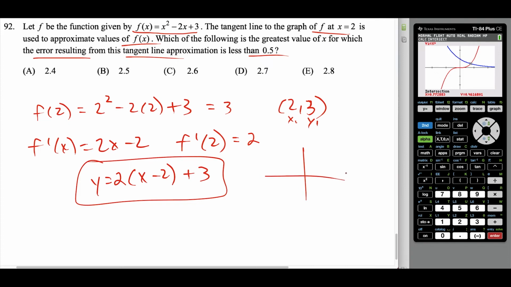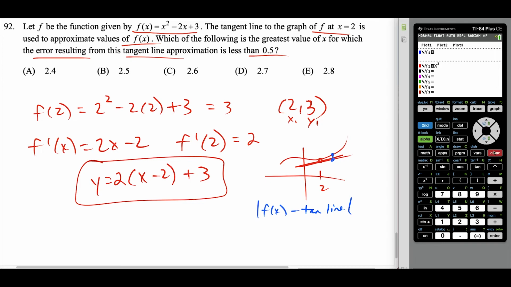Now think about the concept of this question very carefully. I'm just going to draw something random here, but I'm in the neighborhood of x equals 2. I have some curve, and I want to know when the error of my tangent line approximation is less than 0.5. So essentially what I need to do is take the absolute value of f of x minus the tangent line. That's the concept of what's going on here.